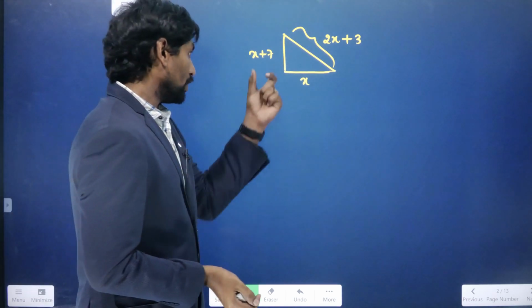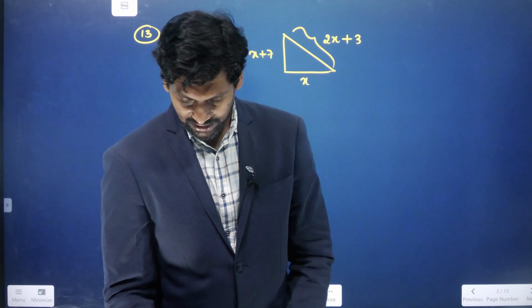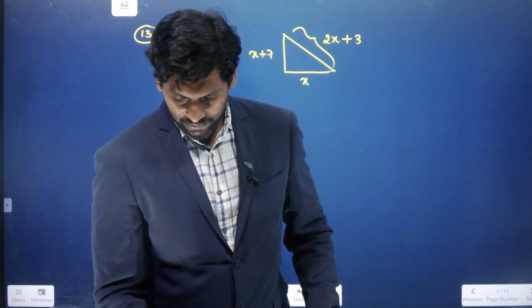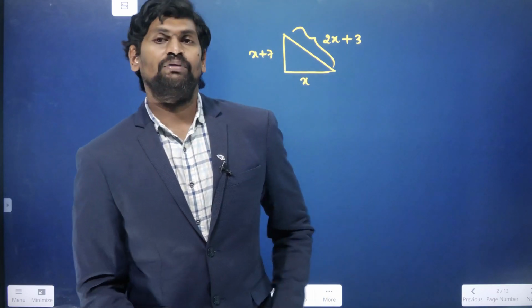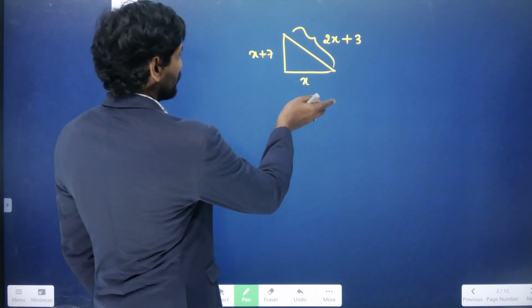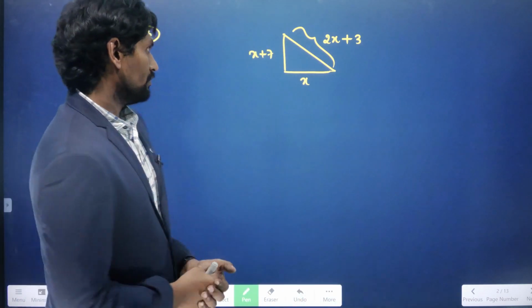Okay? The shorter side is x and the longer side is x plus 7. So the length of the longer leg is dash centimeters. We need to find the x value, and based on this we can find the value of x plus 7, because it is the longer leg.